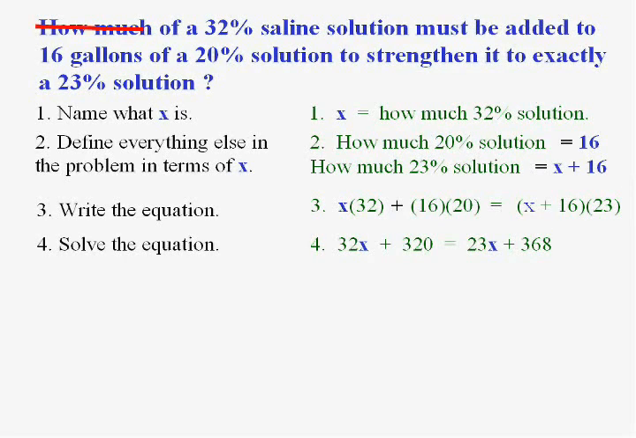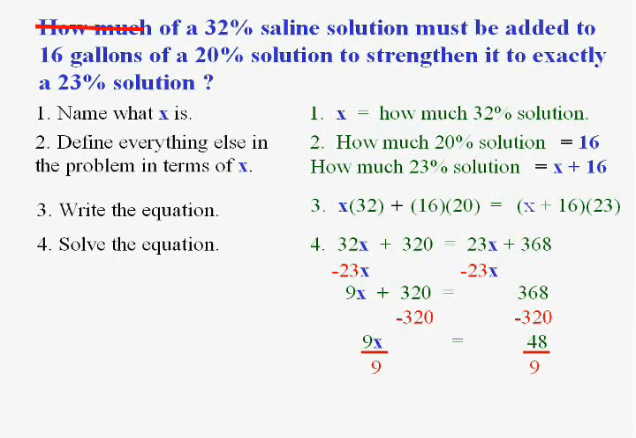I'm going to distribute, multiply 16 times 20 and get 320, and distribute the 23 to the x and the 23 to the 16 and get 368. Now, let's subtract 23x from both sides, and we'll get x alone by subtracting 320 from both sides and dividing by 9. 48 divided by 9, these things often don't come out very even, and I get 5.3.